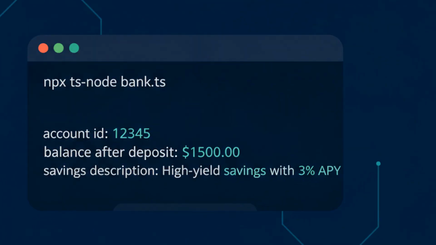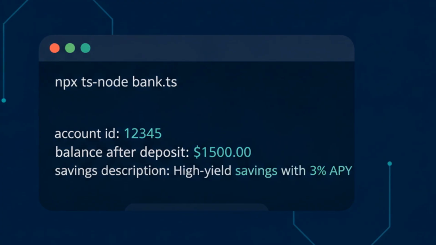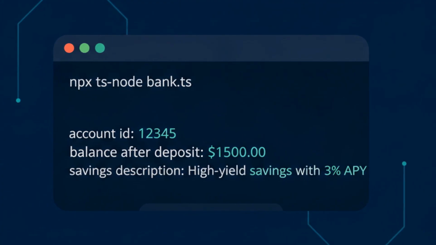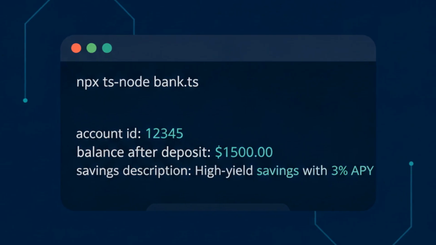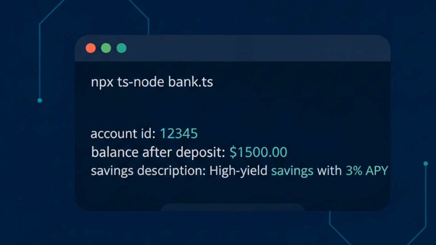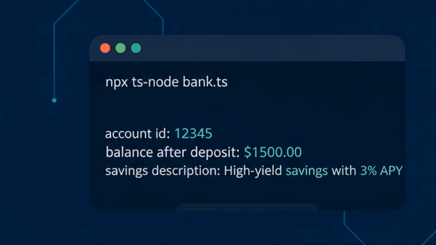Let's combine everything into one realistic example. We have an abstract account base, a private balance protected by a getter, a parameter property for the read-only ID, and a savings account that extends it and overrides the method. Run it, and you can see real instances behaving exactly as designed. Safe, typed, and reusable. This is object-oriented TypeScript in full flow.